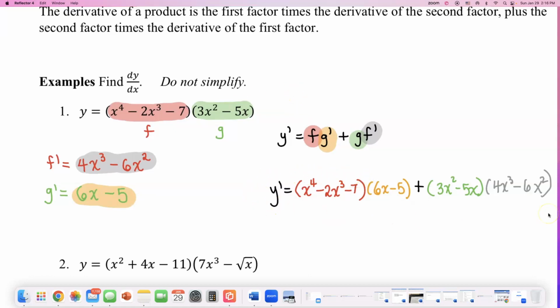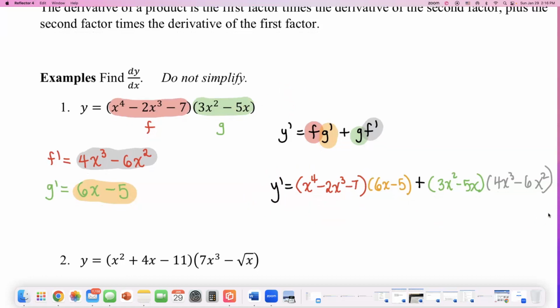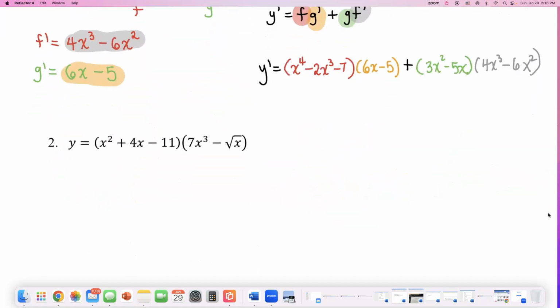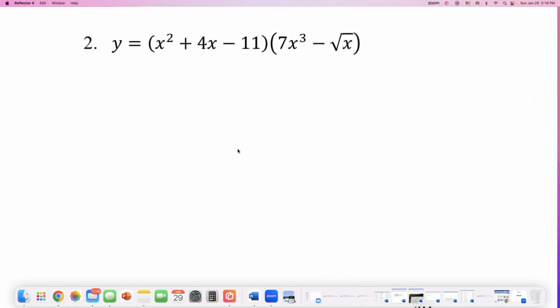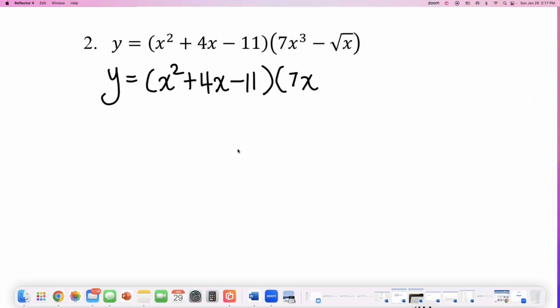Okay, let's try one more at the bottom of this page. It says do not simplify, but I do see this y equals a trinomial times a binomial. I want to rewrite the square root of x. So let's rewrite this as y equals x squared plus 4x minus 11, keep that the same, but I want to change that square root of x as x to the 1/2 power, okay?